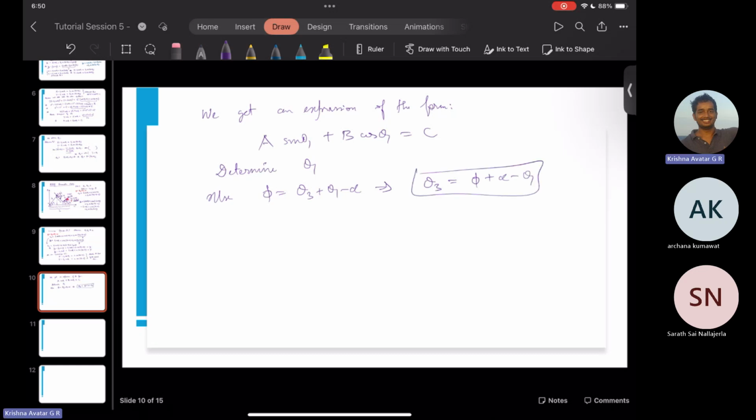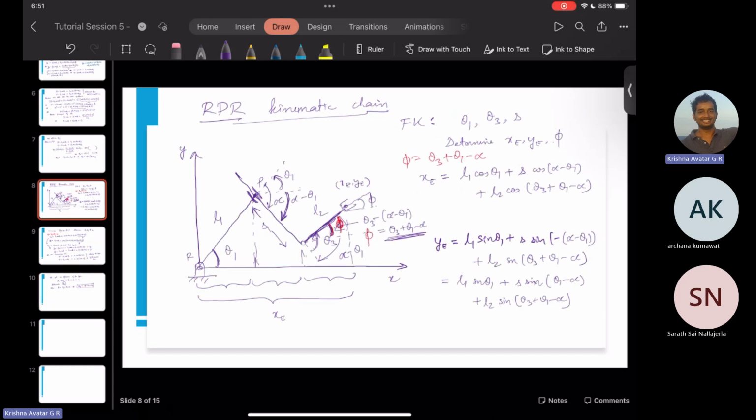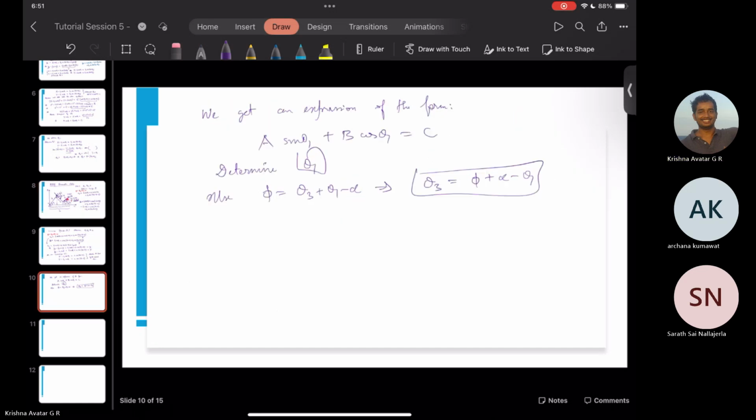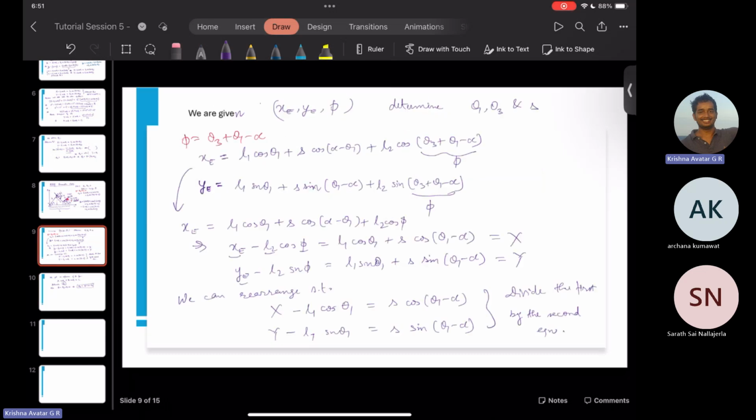So we have theta 1, we have theta 3, and alpha is again a parameter. It depends on how we set this prismatic angle. If the line of action, so to speak, the sliding direction, is perpendicular to link L1, then in that case alpha is equal to 90 degrees. If not, then we'll have alpha as some other angle, but structurally it is known, right? It is known from the structure.